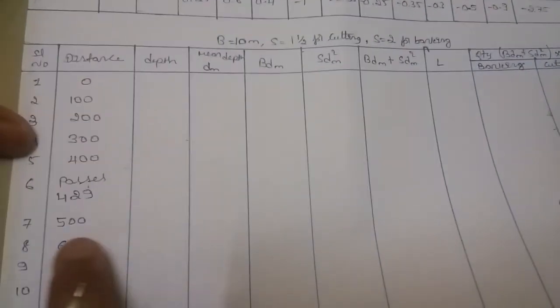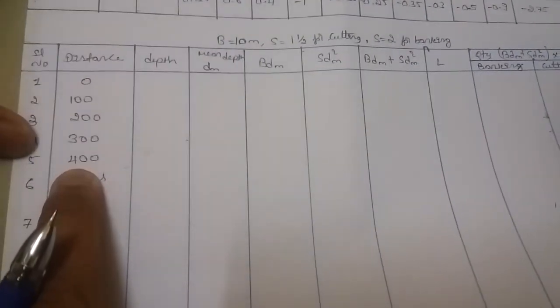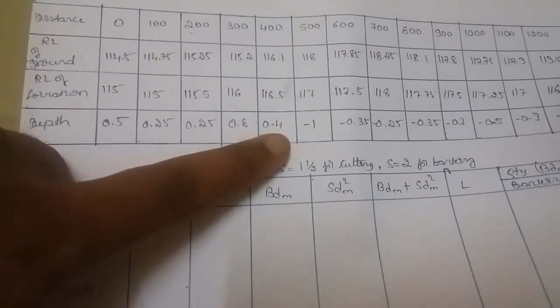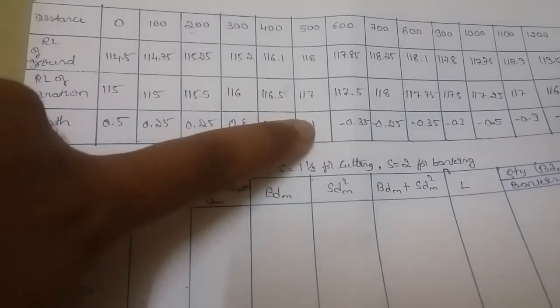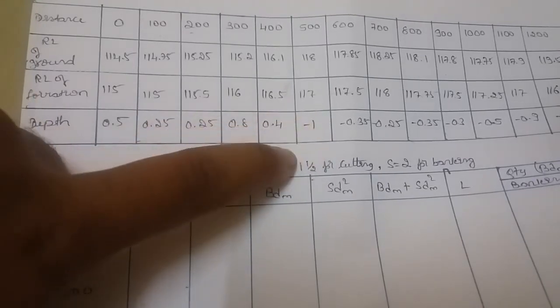The difference is that, up to 400 we got that value. See here in the depth up to 400, what you got is 0.4. Then at 500 it is -1. Now what is in between this distance, the change point we find out, right? What is the exact change distance taking place from banking to cutting, that distance we find out, right?